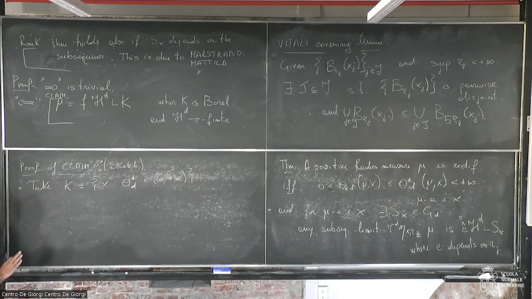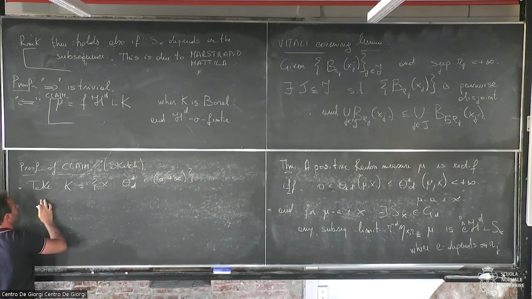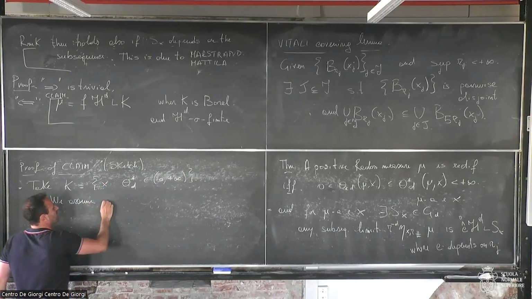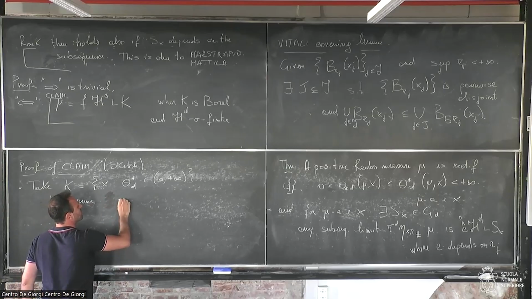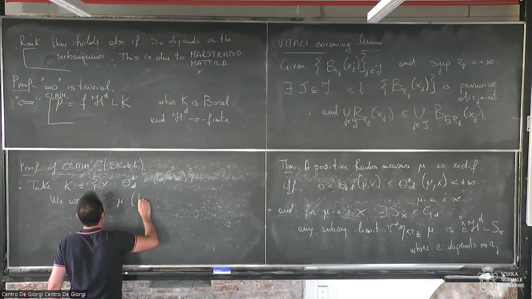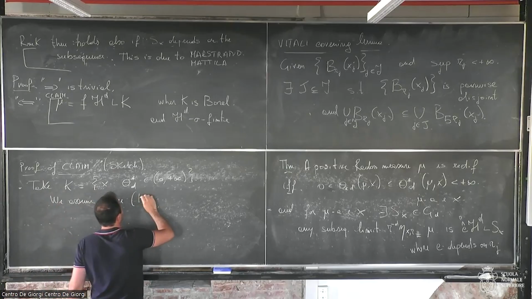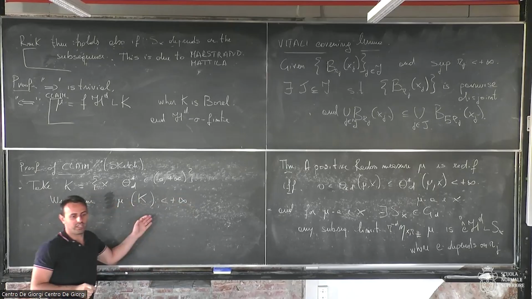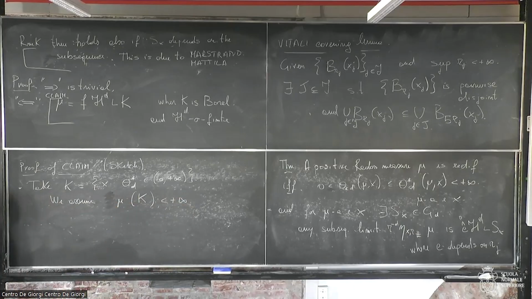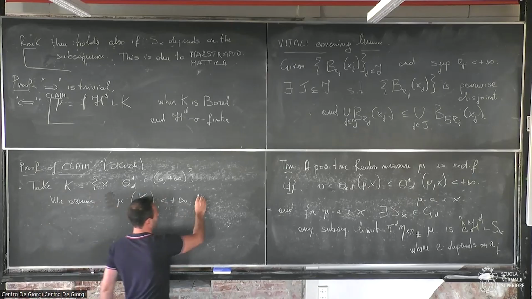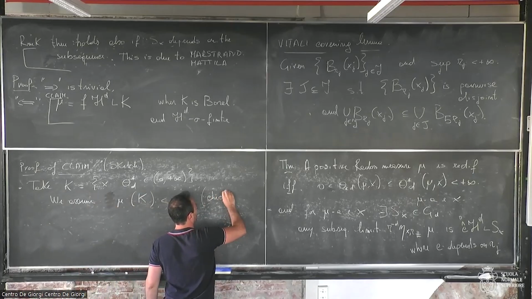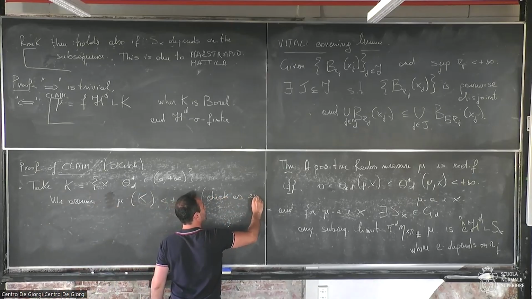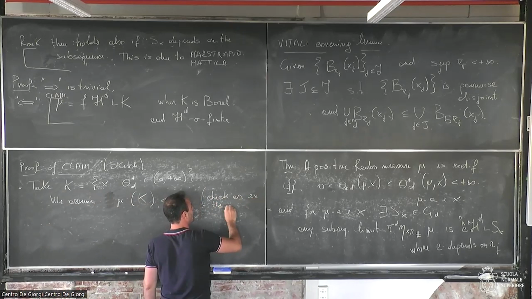So first of all, we can do this proof by assuming that mu of K is finite. You can show that you don't need to make this assumption. Check it as an exercise.